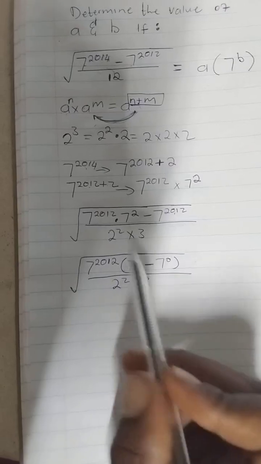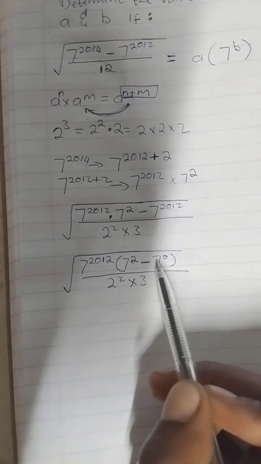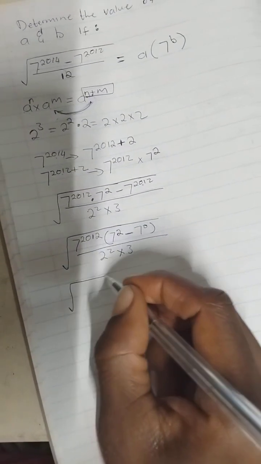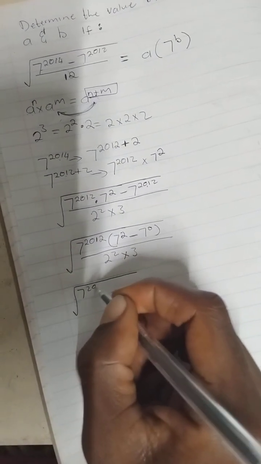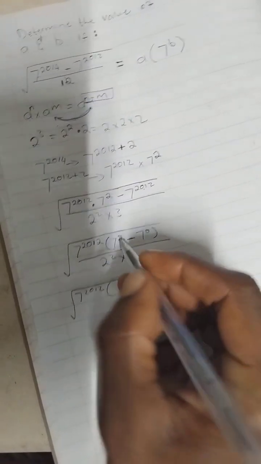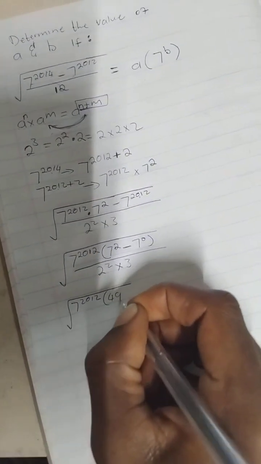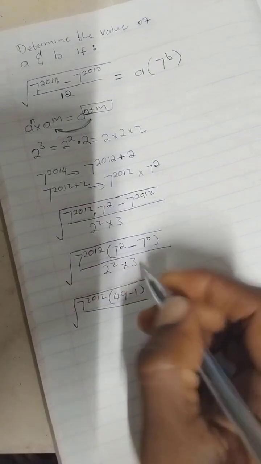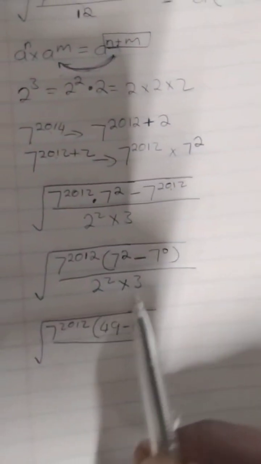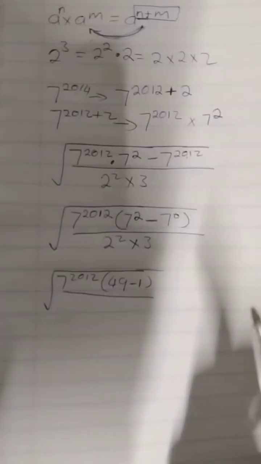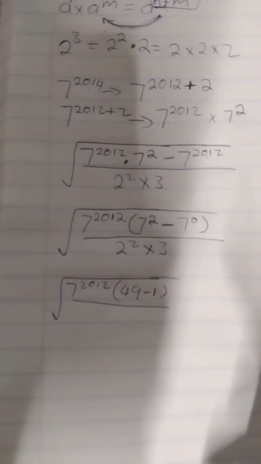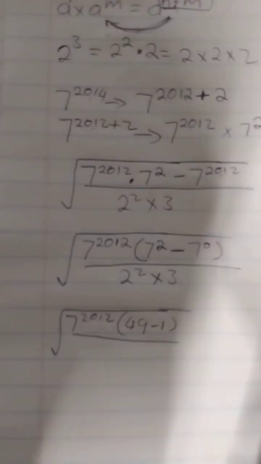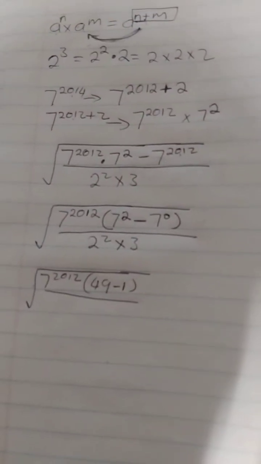Now I'm going to simply change this to be 1. So I have 7 to the 2012 times 49 minus 1, all divided by, okay, you were correct, I was supposed to have 7 exponent 0. Why not 1?